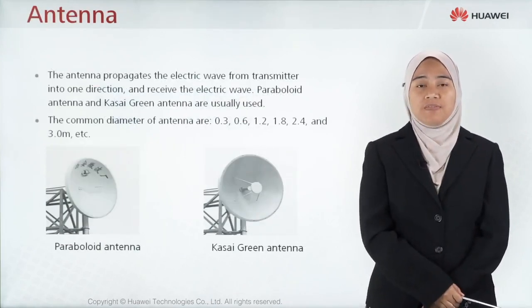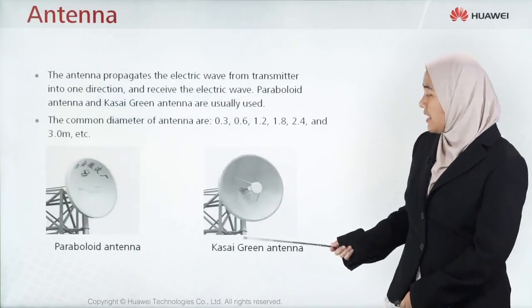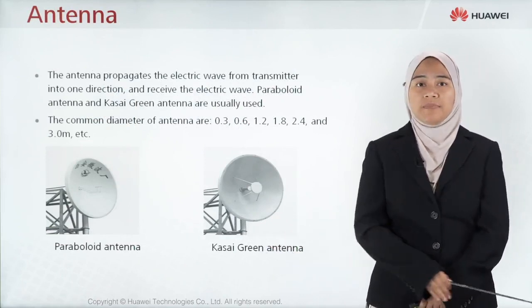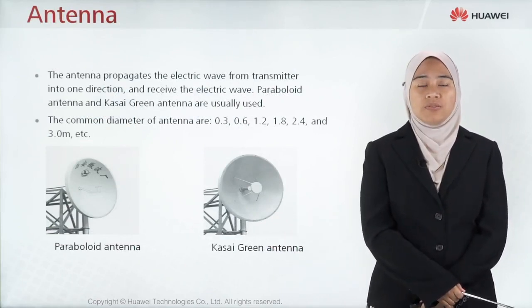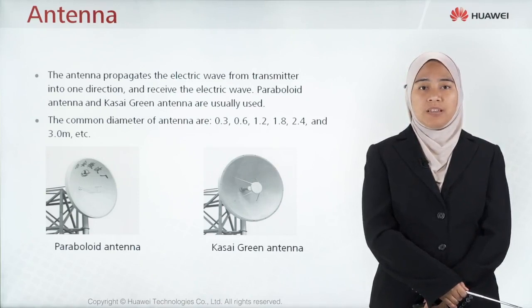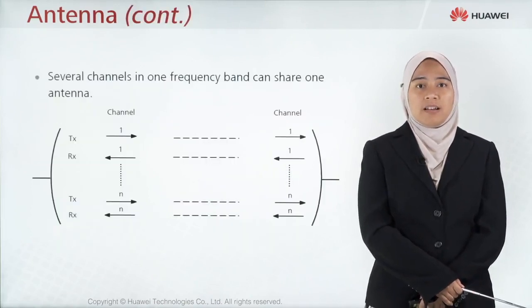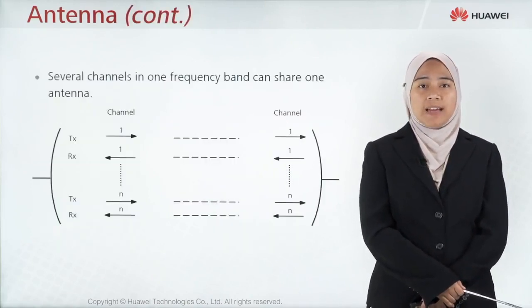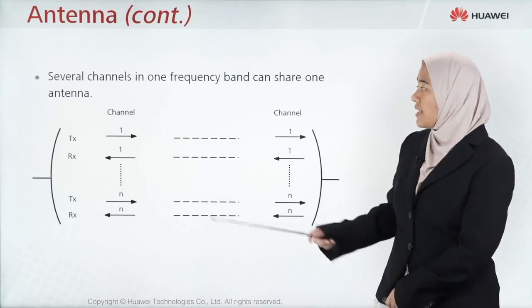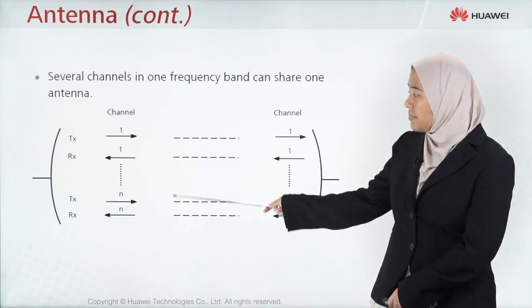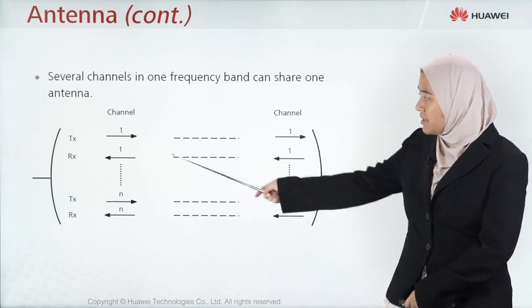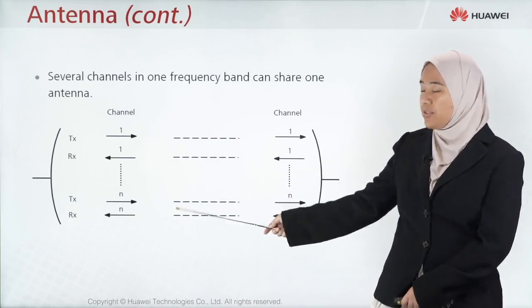There are two types of generally used antenna, which are the Cassegrain and the paraboloid antenna. Commonly, diameters within 0.3 meters to 3 meters are used. Several channels in one frequency band can share one antenna. So as you can see here, transmission channel 1 up to channel N, and from the receive side as well, channel 1 up to channel N.